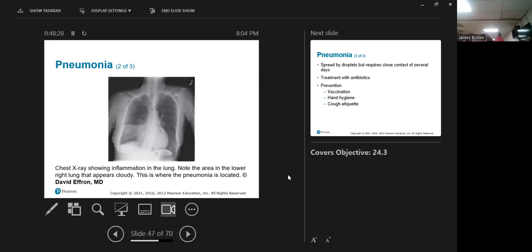So that's what pneumonia looks like on X-ray. So when you look at X-rays, you want to see that darkness that's up around the top part.